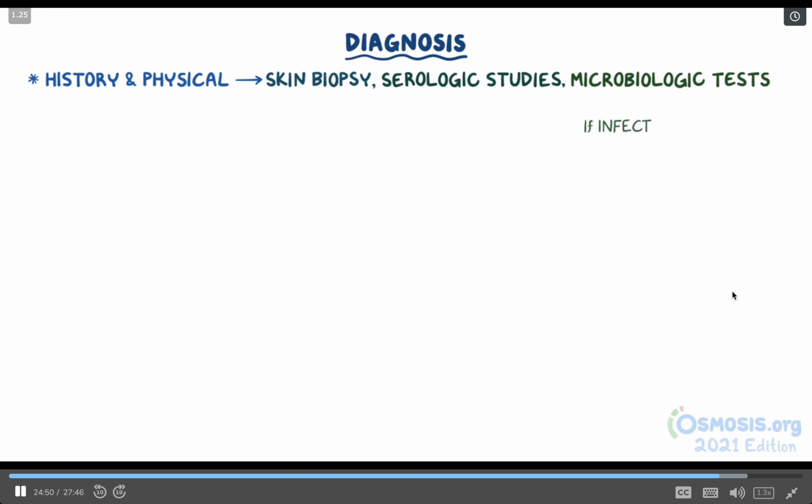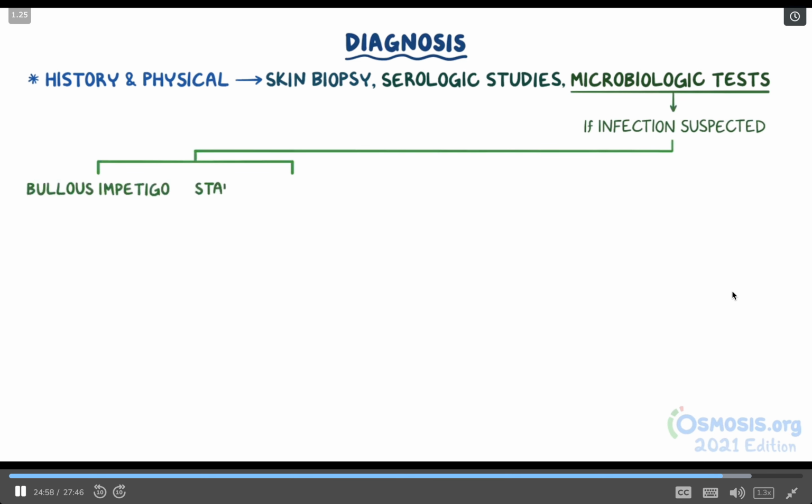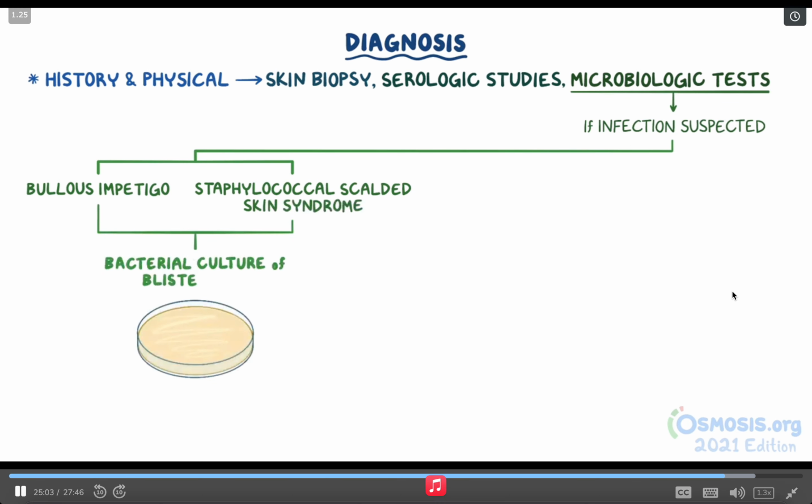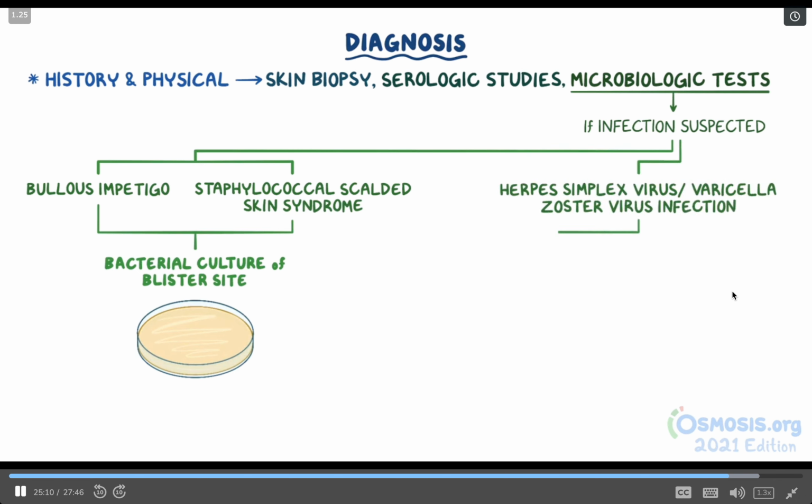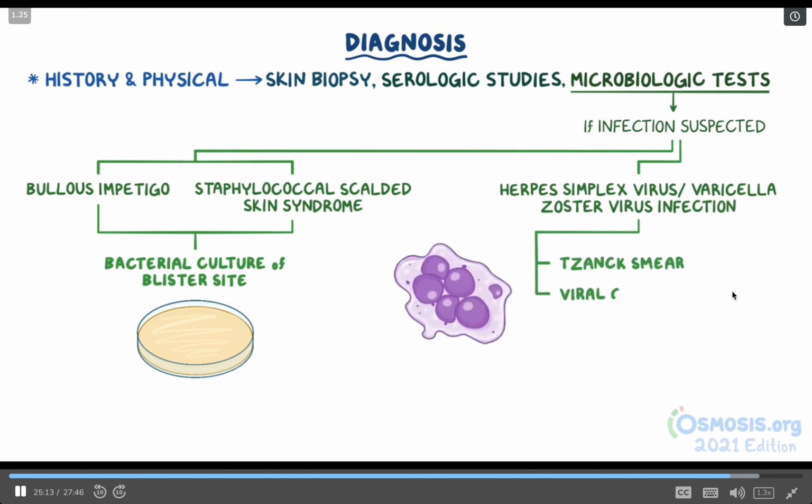Finally, if infection is suspected, microbiological tests can be useful for diagnosis. The diagnosis of bullous impetigo and staphylococcal scalded skin syndrome may be aided by a bacterial culture of the blister site. In individuals with suspected herpes simplex virus or varicella-zoster virus infection, studies such as Tzanck smear, viral culture, polymerase chain reaction, and direct fluorescent antibody testing may be used to confirm a diagnosis.